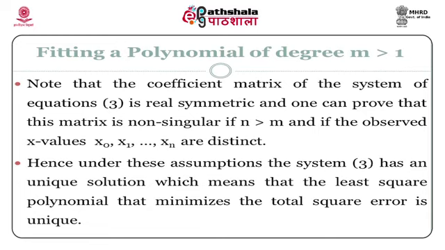So what we are saying here is that the coefficient matrix of the system of equations 3 is real symmetric, and one can prove that this matrix is non-singular if n is greater than m and if the observed x values are distinct. In that case this system will have a unique solution, and therefore the unique polynomial to be fitted can be obtained by solving this system of equations. Why is it symmetric? Because you can see that the diagonal elements are fine, but the upper diagonal and lower diagonal elements match with each other. That means Aij matches with Aji, and therefore this matrix is symmetric.